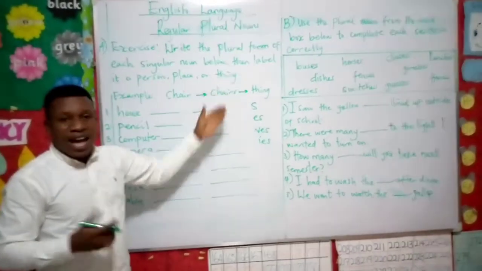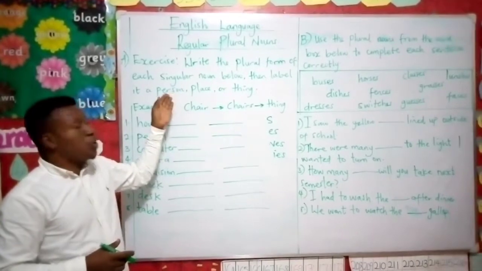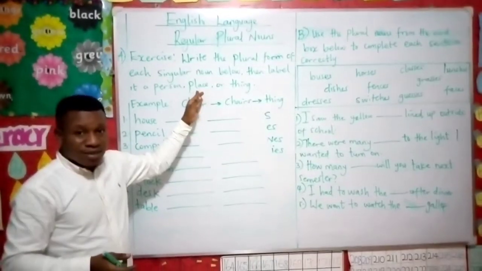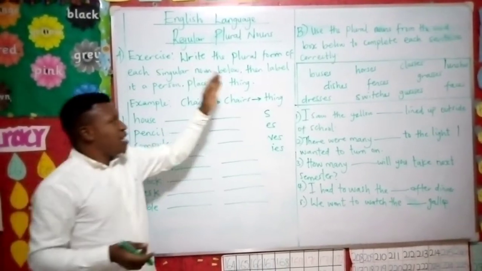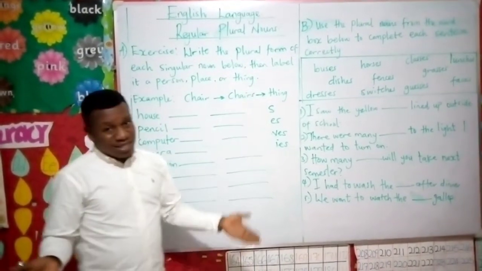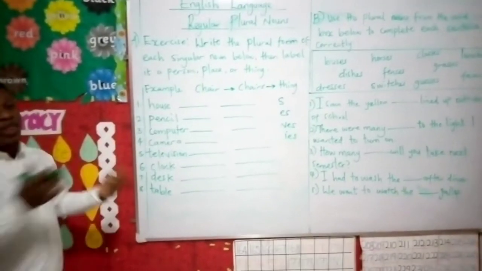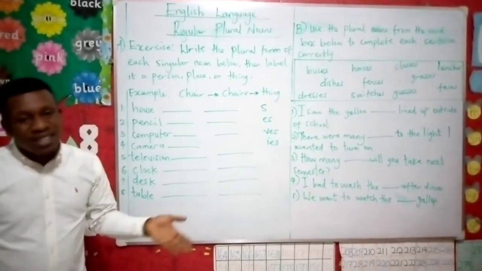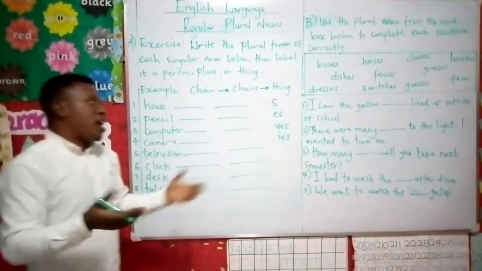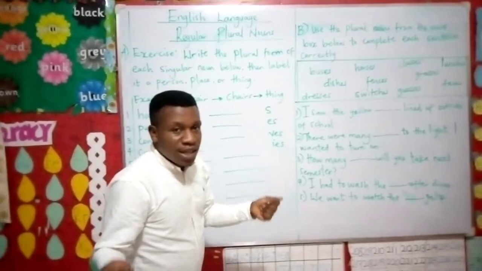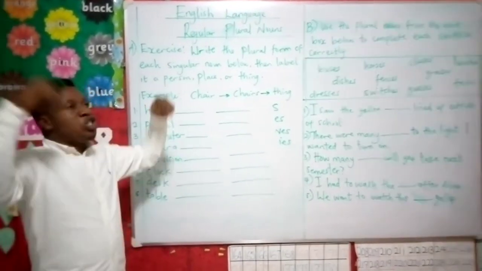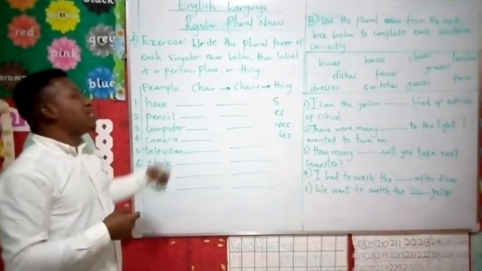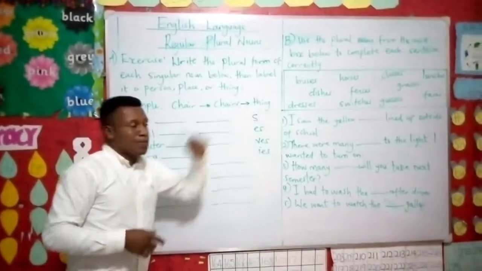Chairs. And what's a chair? Is a chair a person? No. Is it a place? No. Is it a thing? Yes. A chair is a thing. This is because it doesn't have life in it. A chair does not walk. A chair doesn't jump. A chair doesn't smile either. So it is a thing.